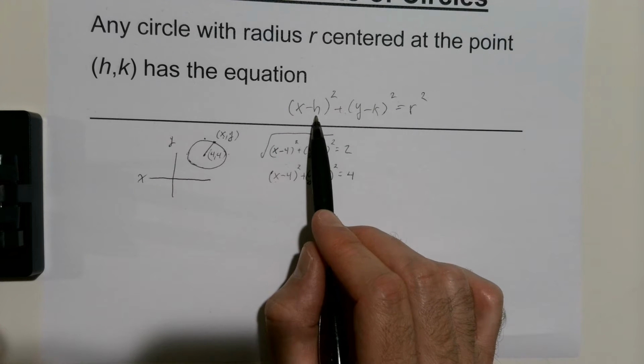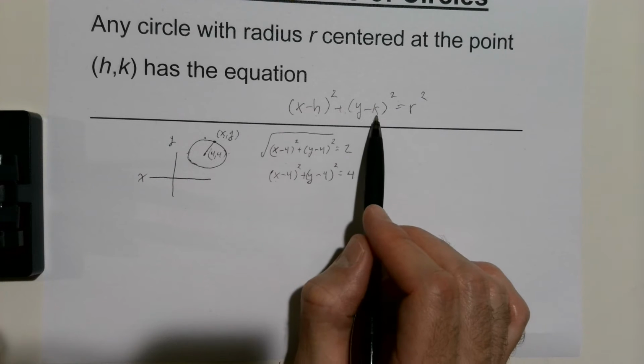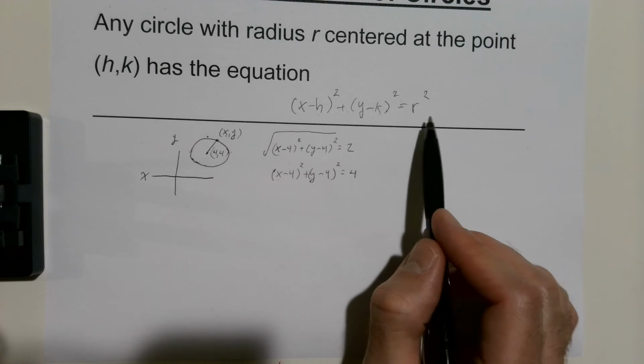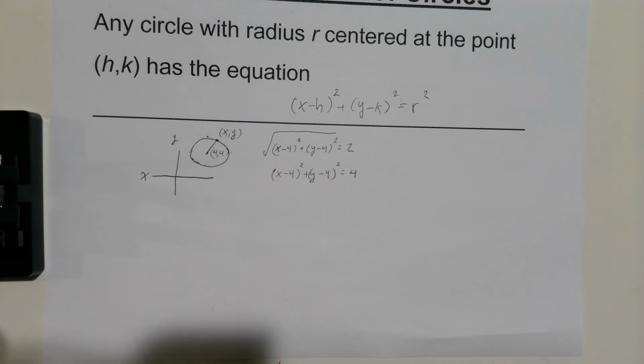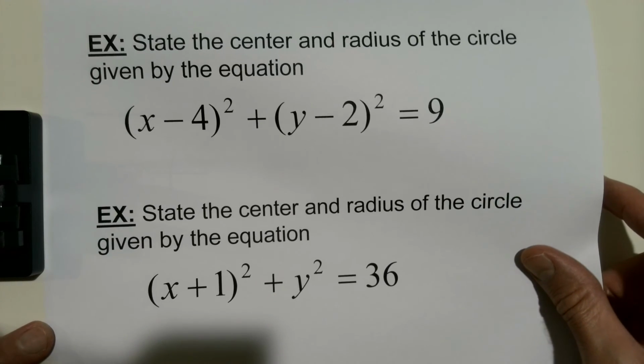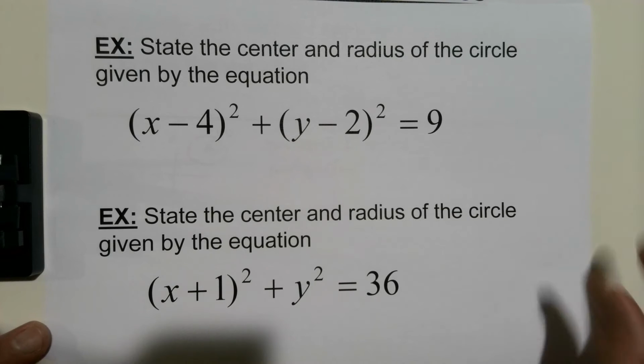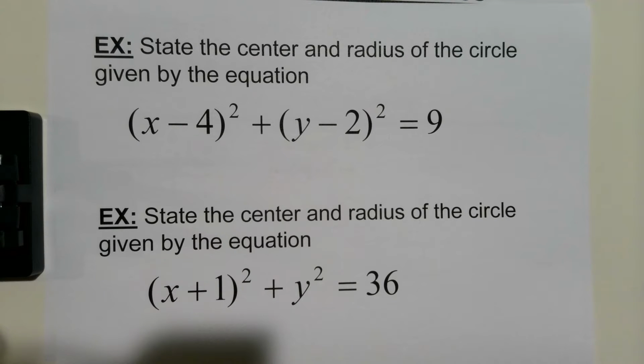So just some things to point out. The h and k tell us the coordinates of our center. R is supposed to be the length of our radius. So let's take a look real quick at a couple of example equations. Here they're asking me to state the center and the radius of this equation. Take a second and maybe give it a guess.